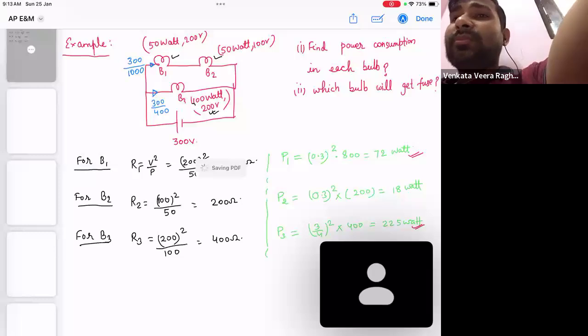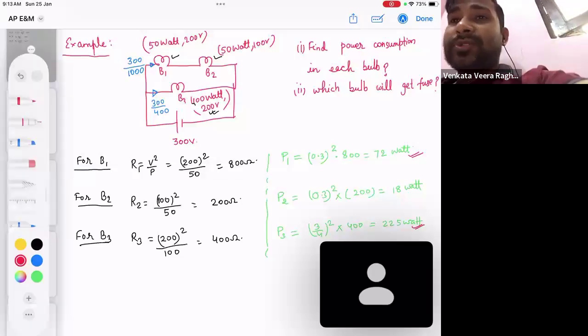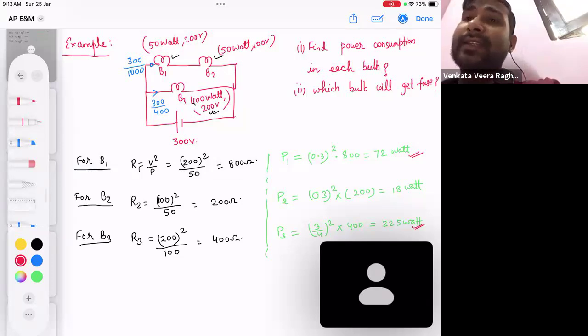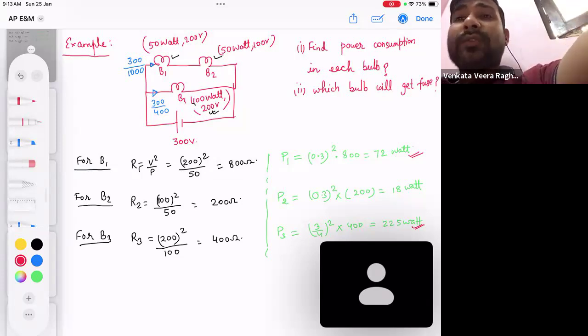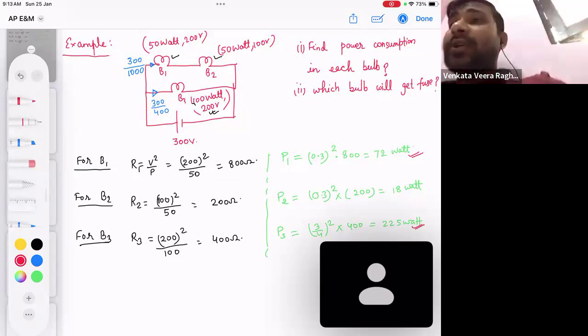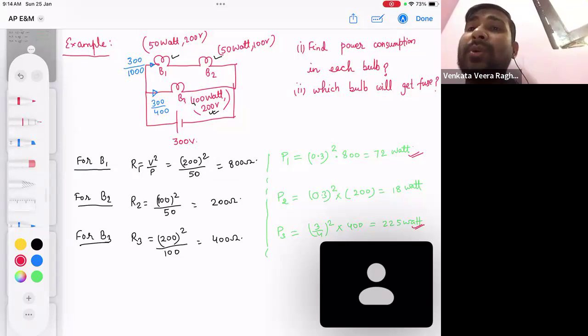No. Because the moment bulb 1 gets fused, bulb 2 is connected in series. Isn't it that the circuit will break? So in this question, what will happen in this given circuit? If I apply 300 volt, what is going to happen? None of the bulbs will glow. Understood? If the question asks which bulb will glow, the bulb will not be glowing, right?